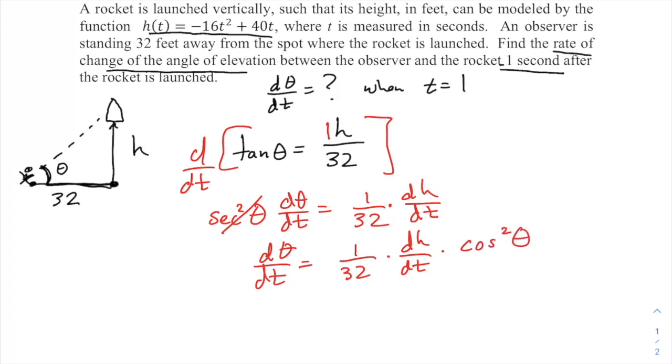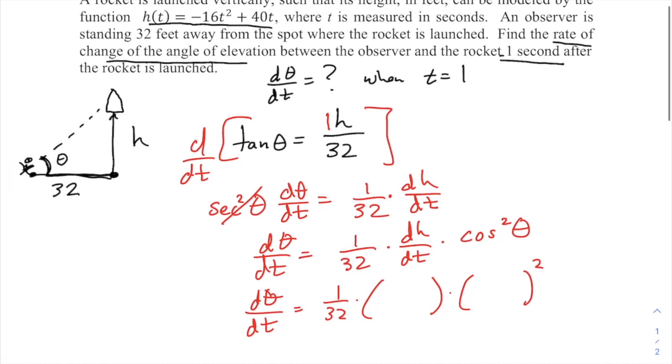Okay, in the end, it doesn't really matter how you isolate, but this is what we're looking at here. So d theta dt, the quantity I'm really looking for, is 1/32 times dh dt times cosine squared of theta. And the key to all of this is this moment that it's specified, when t is equal to 1, so 1 second after it's been launched.